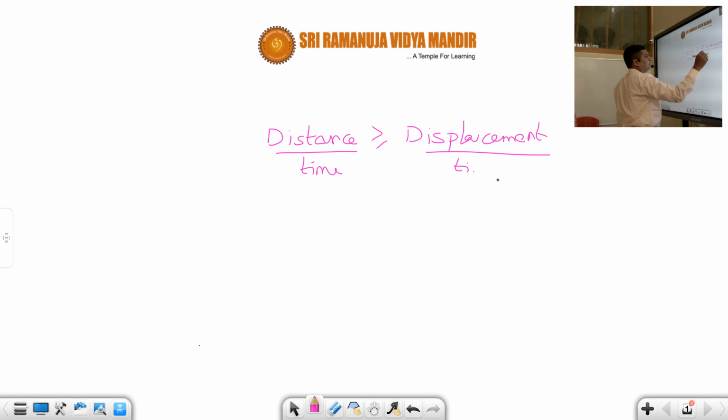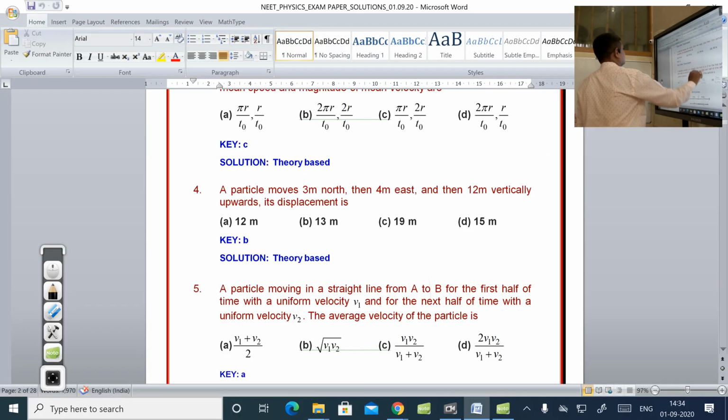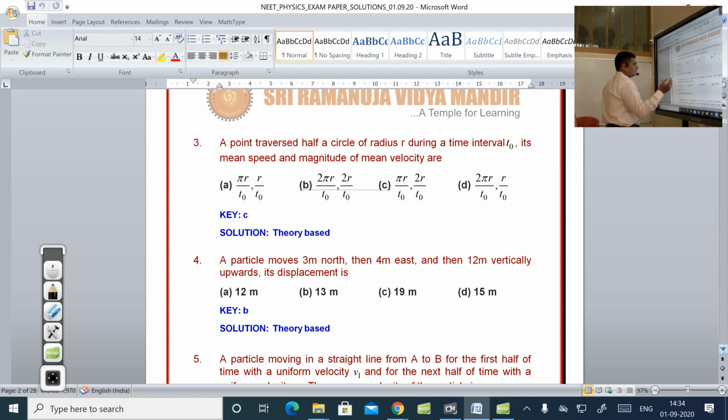Okay, next one, third question is based on average velocity. A point traversed half a circle of radius r during a time interval t naught, its mean speed and magnitude of mean velocity. Speed means distance, velocity means displacement. Speed you already know. When you cover a semicircle, distance is pi r. So pi r by t naught.